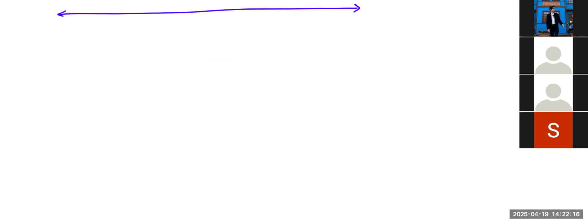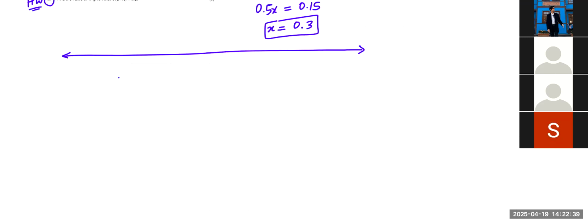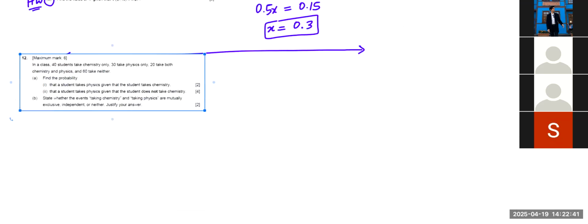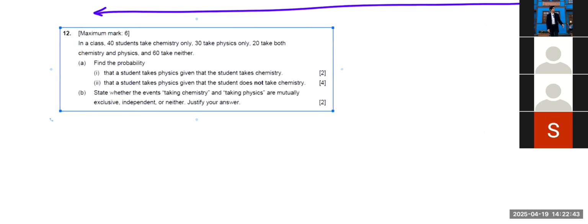No. Okay. What's the next one that you guys want to work on? I think it was... hold on. 12 and 41. Let's take a look at 12. This is also a good question because you have to generate the Venn diagram yourself this time. So let's take a look.